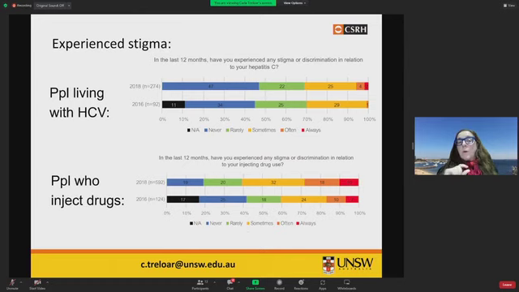So we've used this one item: in the last 12 months, have you experienced any stigma or discrimination in relation to your hepatitis C status, which is at the top, and in relation to your injecting drug use, which is at the bottom. So we can measure this over time. You can see these two surveys were conducted in 2016 and 2018. We've just finished a 2021 analysis, which will allow us to determine whether we're achieving progress towards that goal of the national strategy.